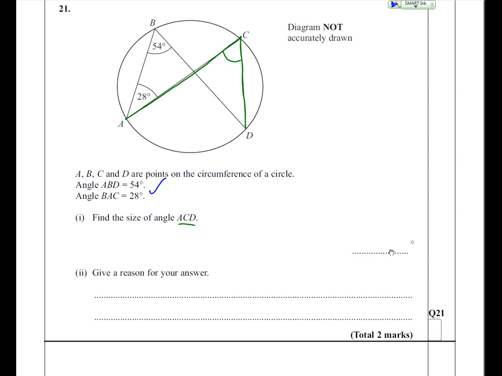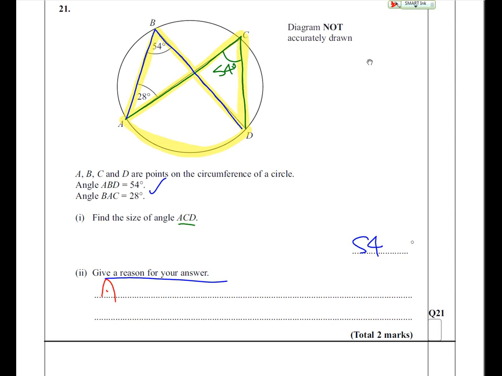Okay, now this angle is actually the exact same angle as here, ABD. So it's 54 degrees. And give a reason for your answer. That reason is that if I highlight on for you this arc, I've actually done a circle theorems video on this. These angles are coming from the same arc. So we have a circle theorem that tells us they are both the same.